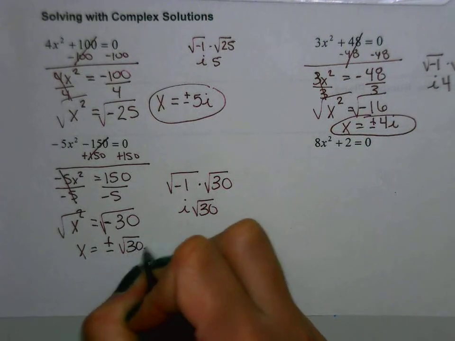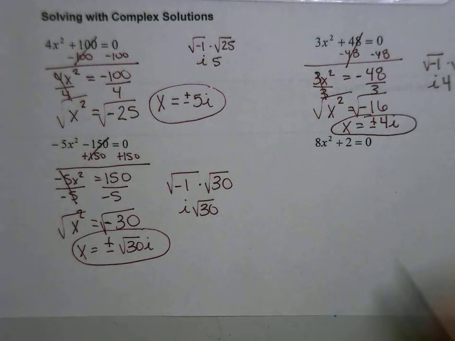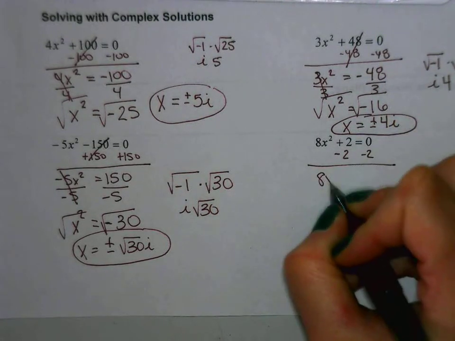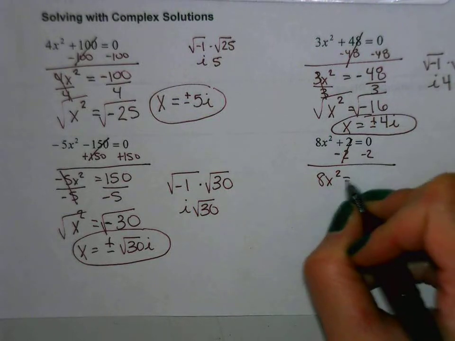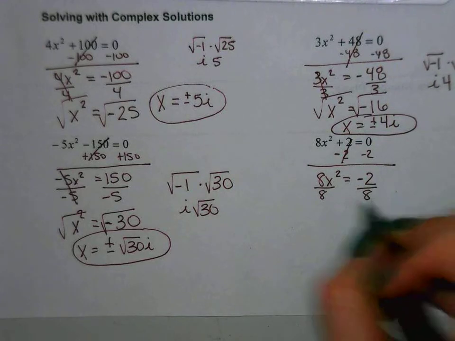So for the last one, let's subtract 2. So 8x squared, 2 minus 2 is 0. So negative 2. Divide both sides by 8. 8 divided by 8 is 1. X squared equals negative 2 divided by 8, which is a negative 1/4.